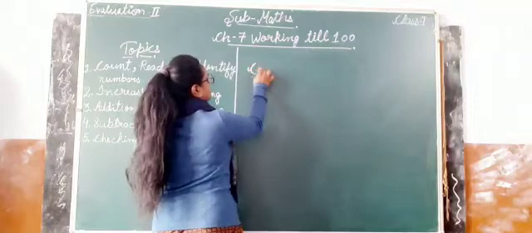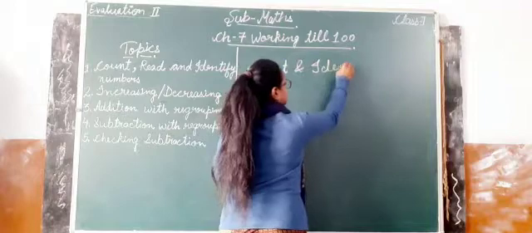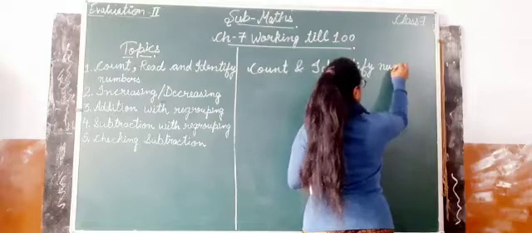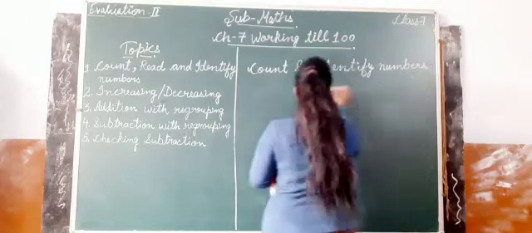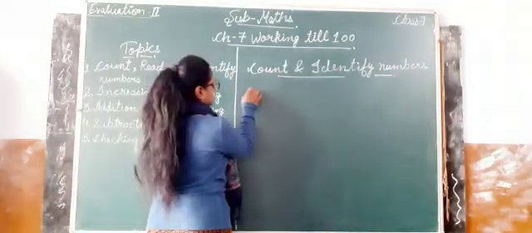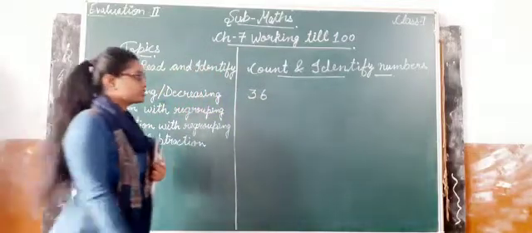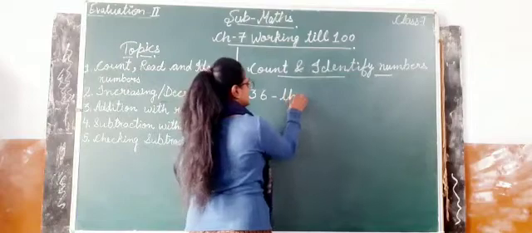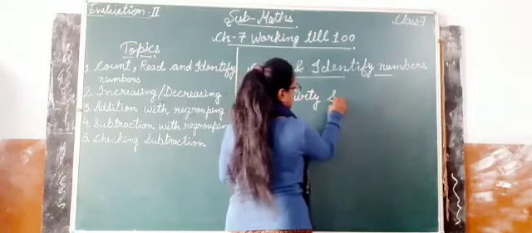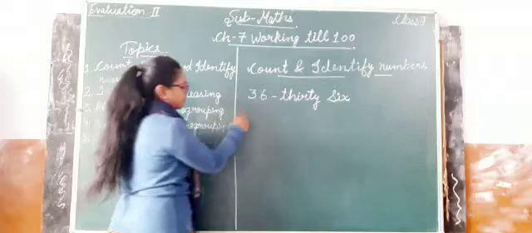Count and identify numbers. Here on your board I will write a few numbers and you must identify them. Which number is this? This is 36. And how do we write 36? THIRTYSIX. 36.